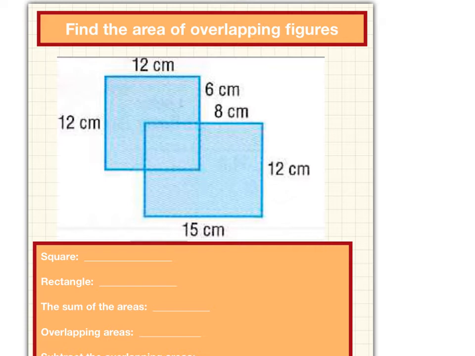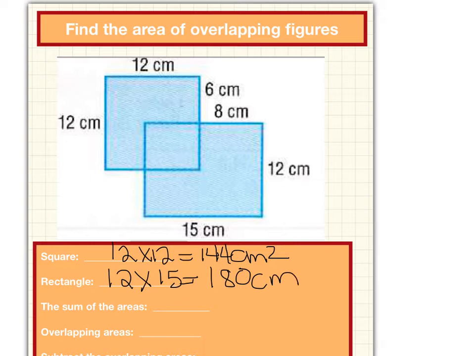The first thing that you're going to want to do is find the area of each of the pieces. So the area of the square is the one that we're going to do first. This should be 12 times 12, which is 144 centimeters squared. The area of the rectangle is 12 times 15, which equals 180 centimeters squared. The sum of those two areas is 324, which is 144 plus 180.